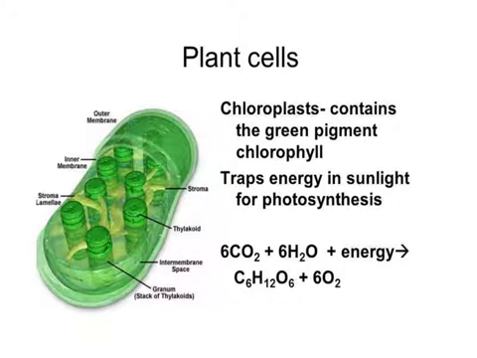All plant cells have chloroplasts. This is a chloroplast right here. This is where photosynthesis takes place. And inside it is the chlorophyll. The chlorophyll is what traps that energy in the sunlight to get that reaction going so it can create that glucose and oxygen. Then it can break it down for energy for that plant. Then when other organisms eat that plant, that energy is transferred to them.